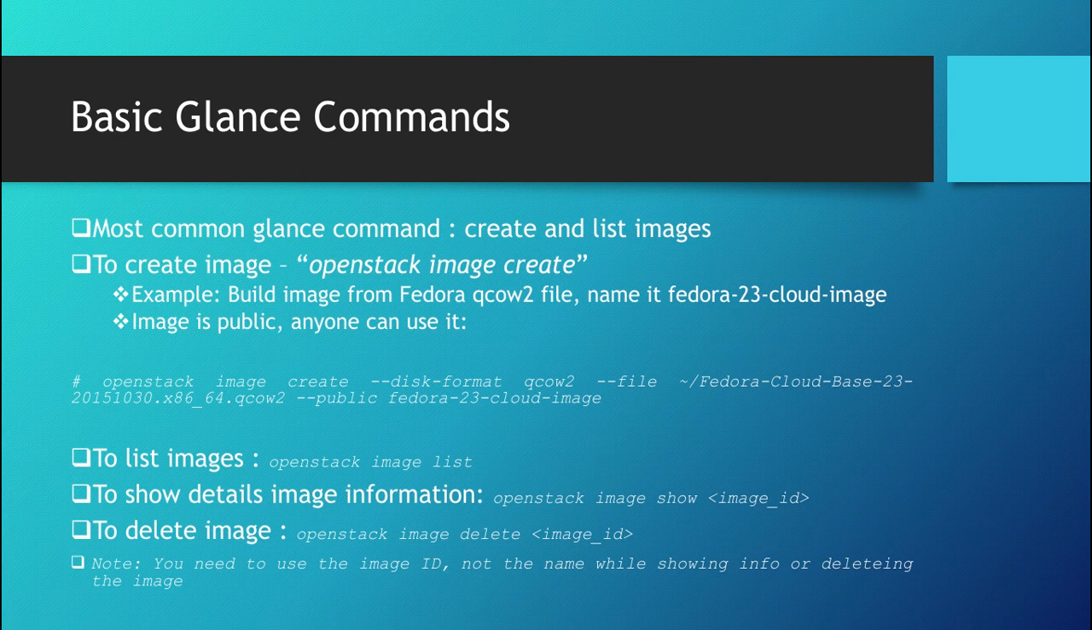So one more thing you need to remember: for deleting and showing the information of your Glance images, you have to use the image ID, not the image name. Suppose in the create example we gave the name Fedora 23 cloud image. The same name we cannot use to delete the image or show the information about the image. In that case you have to do openstack image list. It will give you the image ID for the specific image, then you use that image ID.